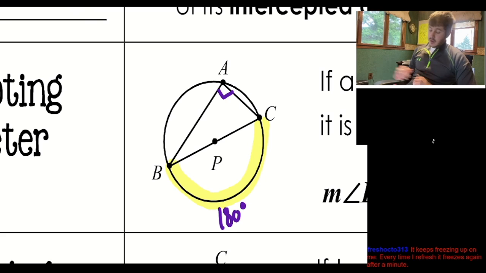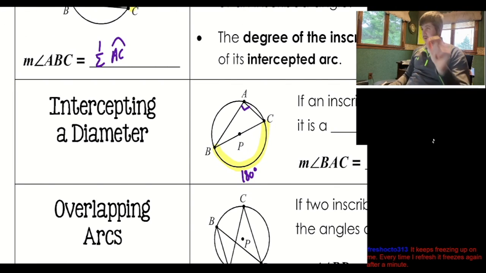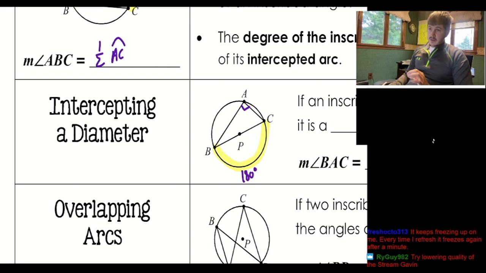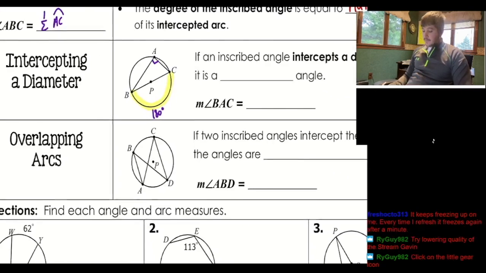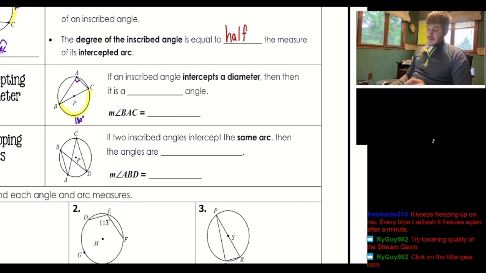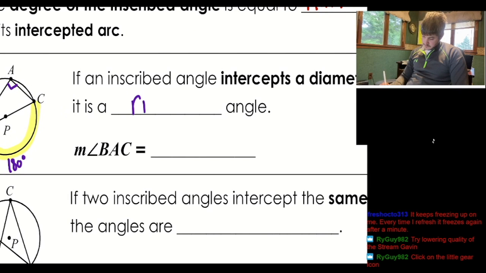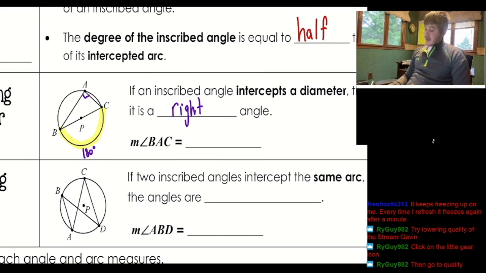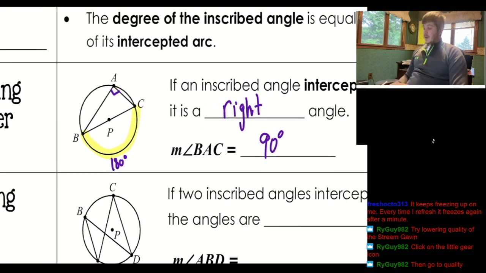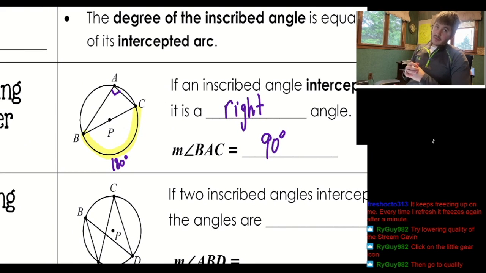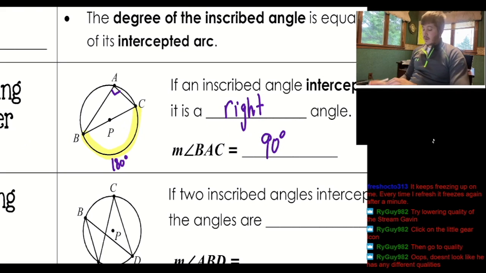And it doesn't matter where A would be. If you move point A around that semicircle, it's always going to be some kind of right triangle, no matter what. So if an inscribed angle intercepts a diameter, then it is a right angle. So the measure of angle BAC is equal to 90 degrees. And what's important here is it's just a diagram that's required. Is there a diameter? Do you know if there's a chord that goes through the center of the circle, and you have yourself a 90-degree angle?